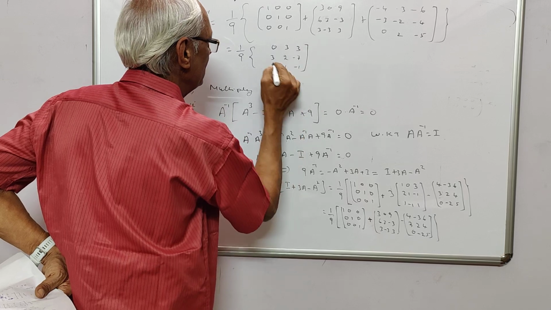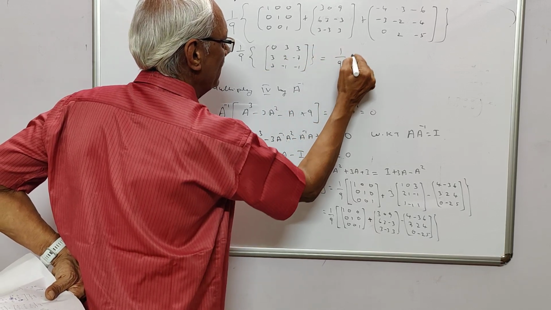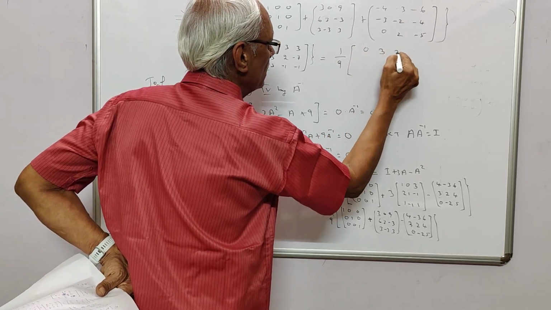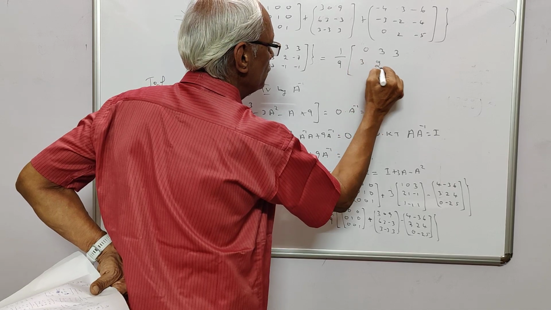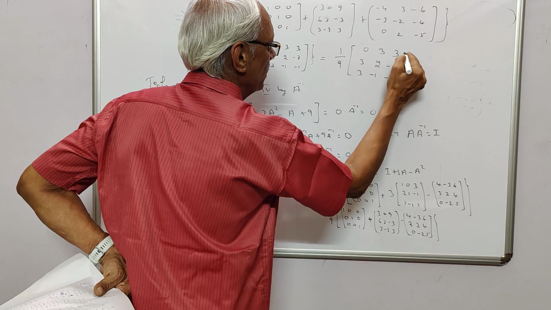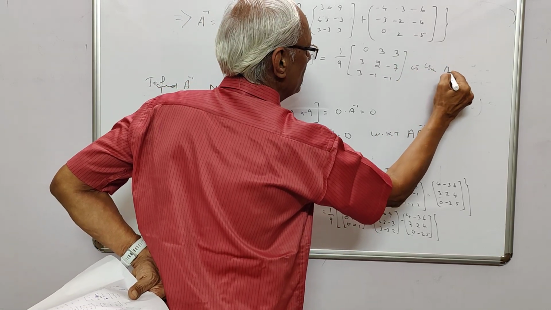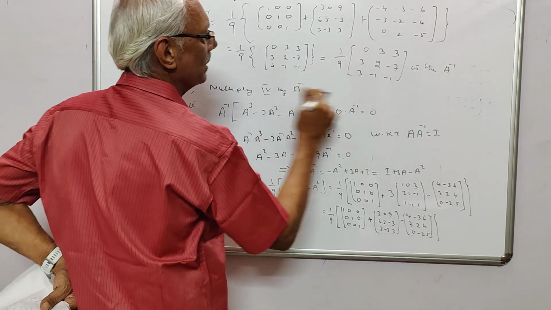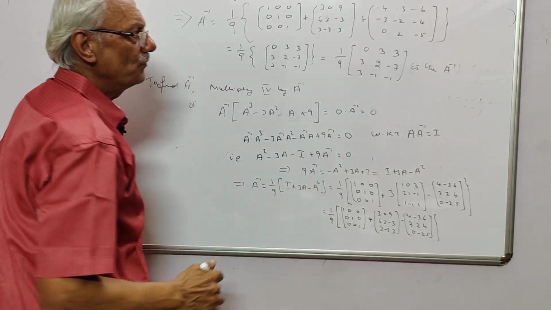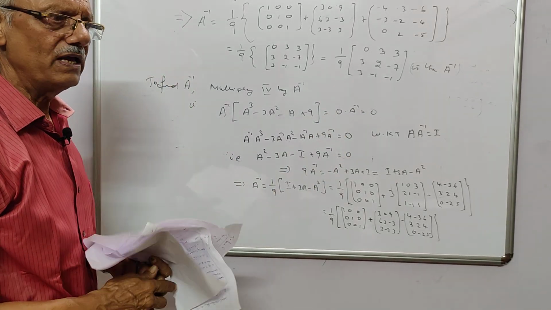So this is equal to 1 by 9, 0, 3, 3, 3, 2, minus 7, 3, minus 1, minus 1. It is the A inverse. A inverse is this. So we have got this A inverse. Now I have found A inverse.